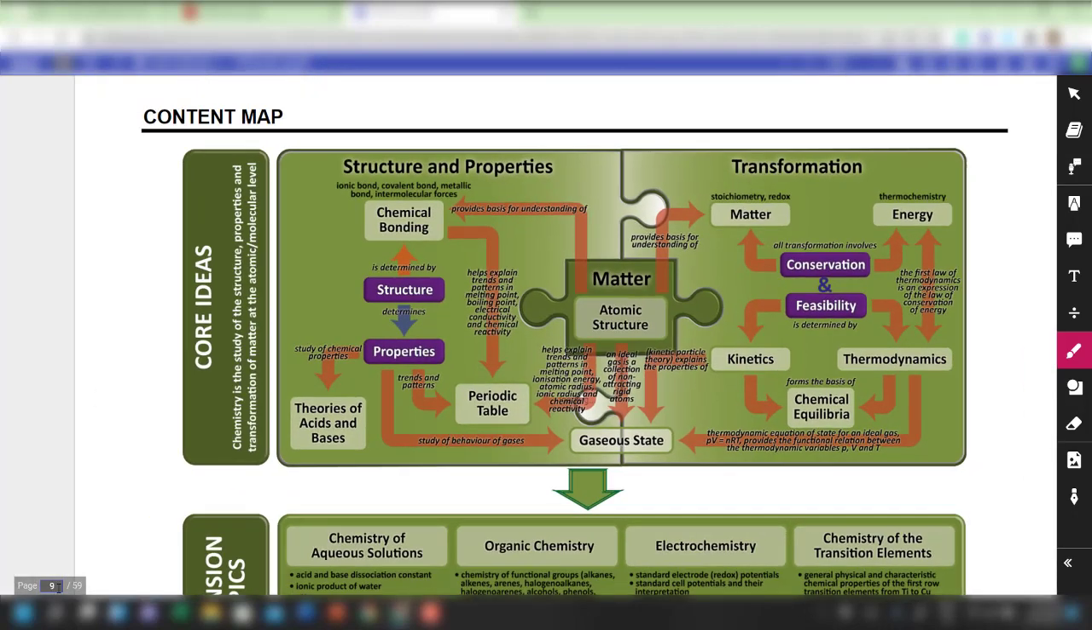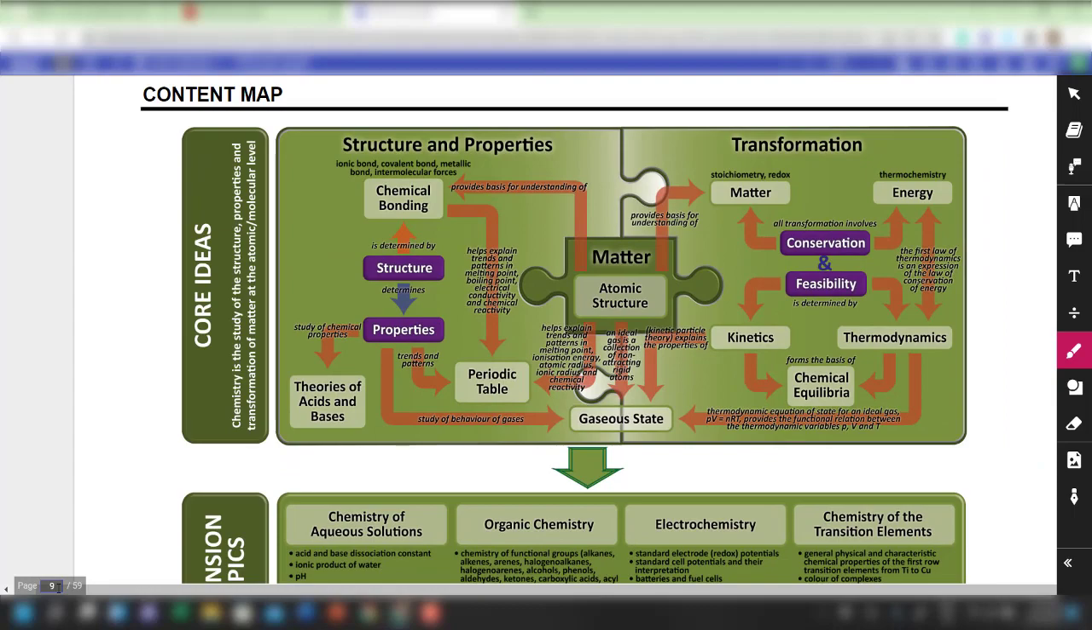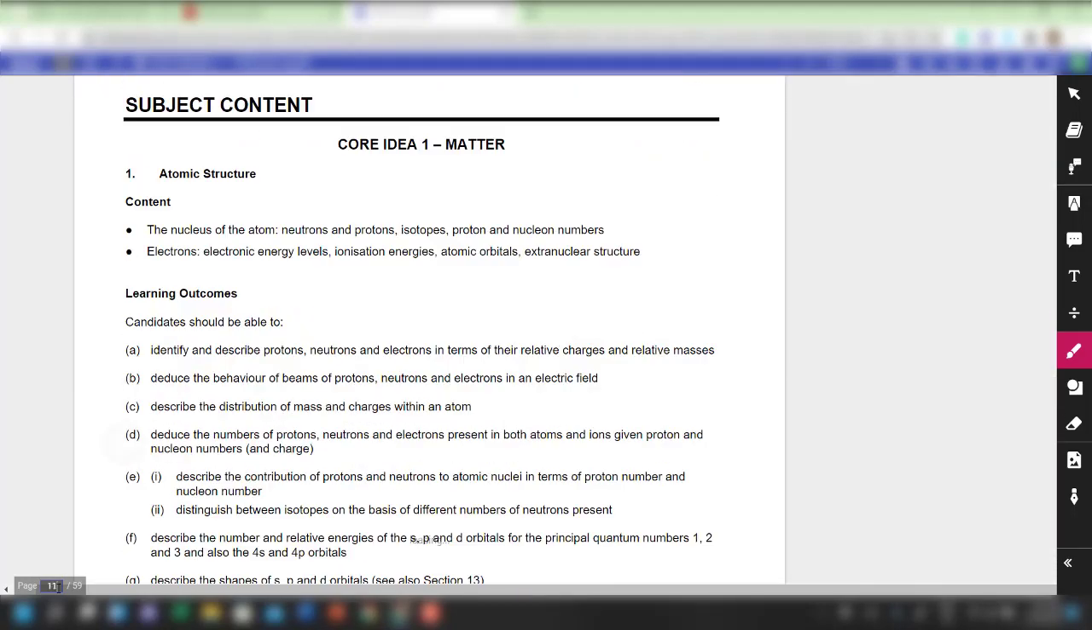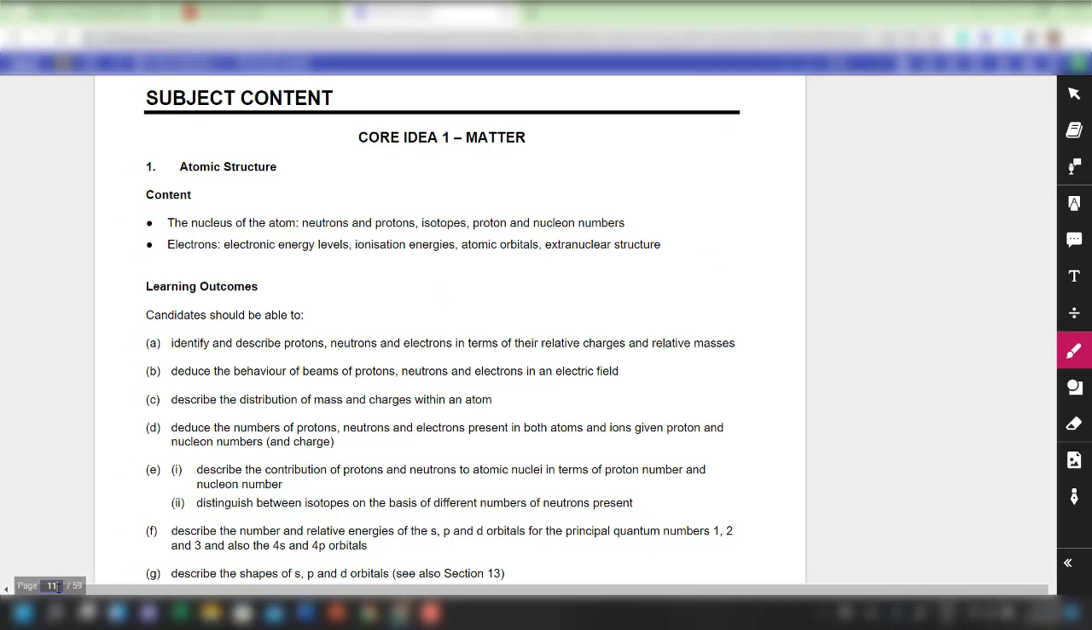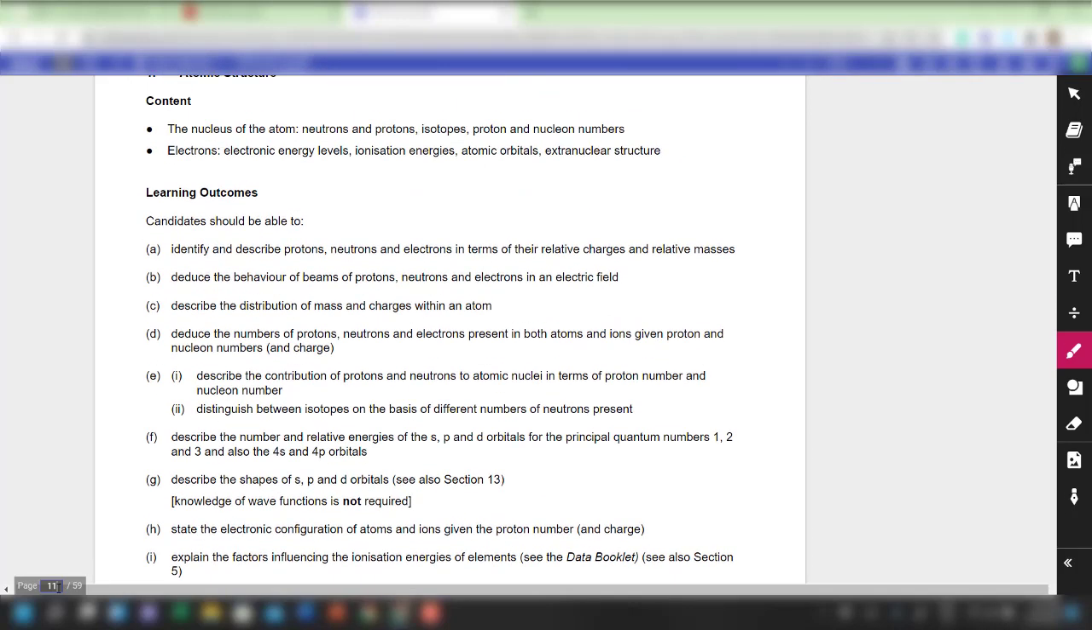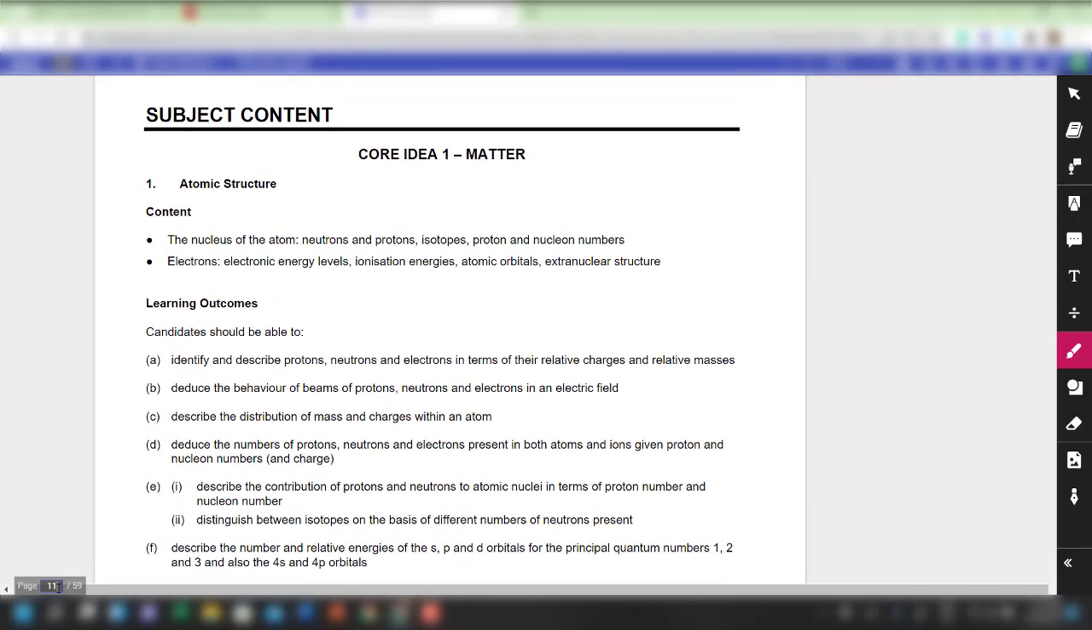Okay, so this is a very beautifully illustrated content map. If you want to, you can take a look at it. If you are interested in the exact learning objectives of your syllabus, you can look at page 11 onwards. They showcase every single learning objective you need to learn for your exams.